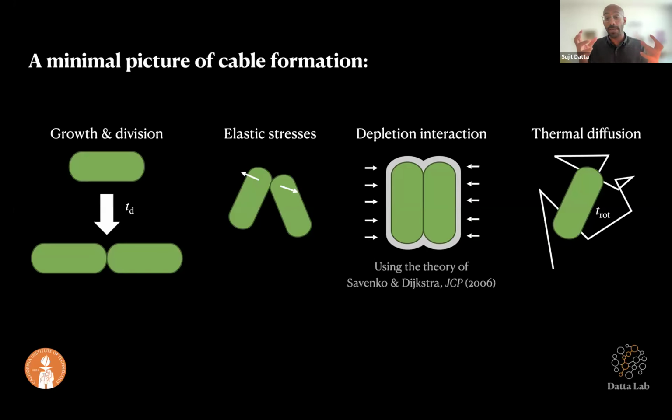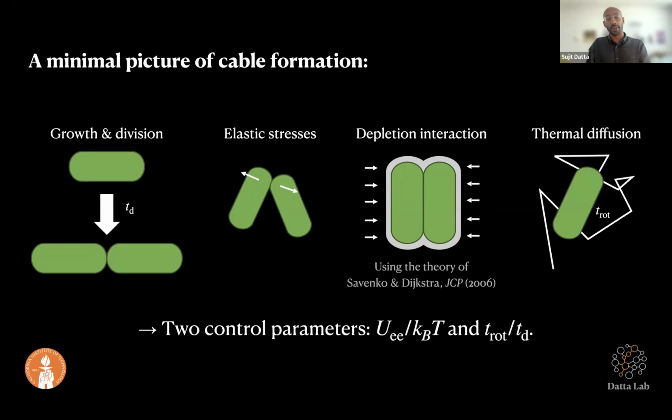Sebastian built an agent-based simulation that includes these four ingredients, and there are two control parameters that emerge from this picture. One compares the strength of the depletion interaction set by these polymers to thermal energy, KBT. The other control parameter compares timescales. It compares the diffusive time of these cells to rotate around and separate from each other compared to the timescale of growth and division. So those are our two control parameters.